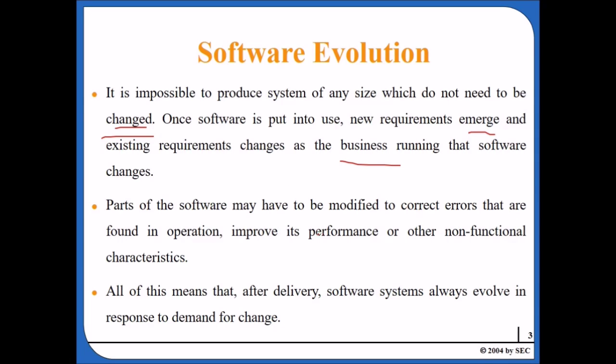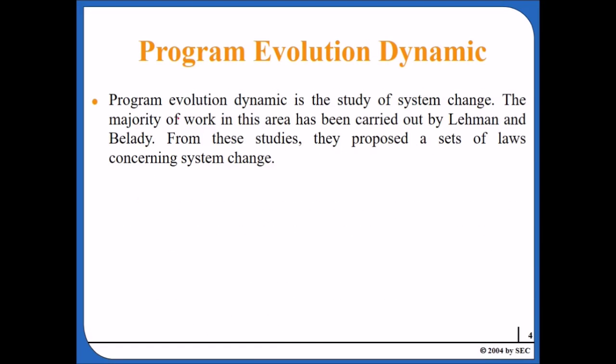So part of the software may have to be modified to correct errors that are found in operation, to improve its performance or other non-functional characteristics. Means we are not only talking about the functional characteristics. There may be non-functional characteristics as well. So all of this means that after delivery, once you have delivered, a software system always evolves in response to demand for change. Then program evolution dynamics is the study of system change.